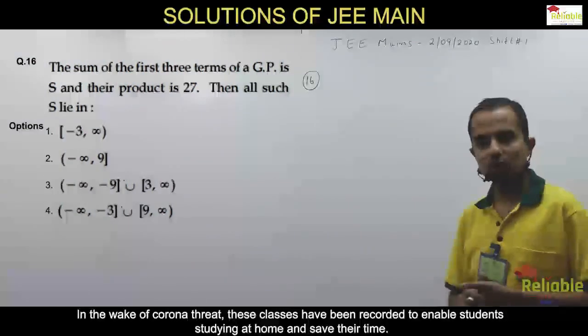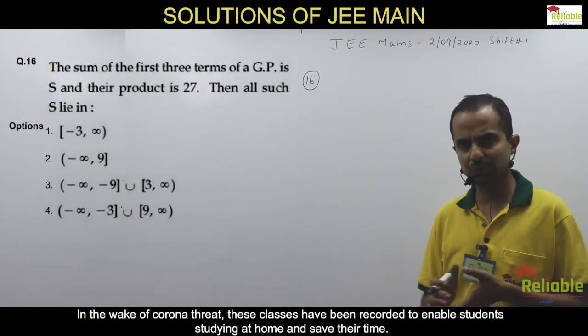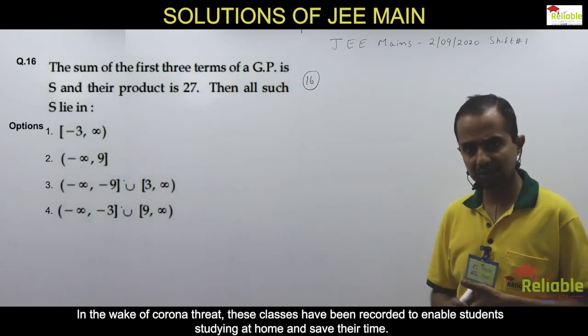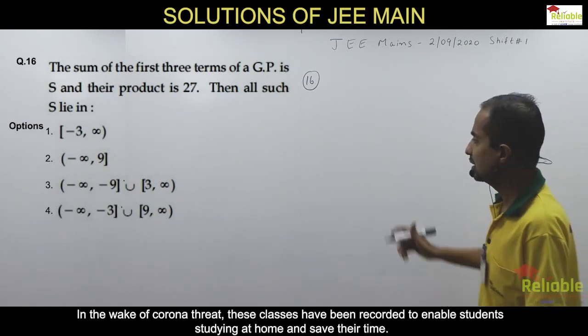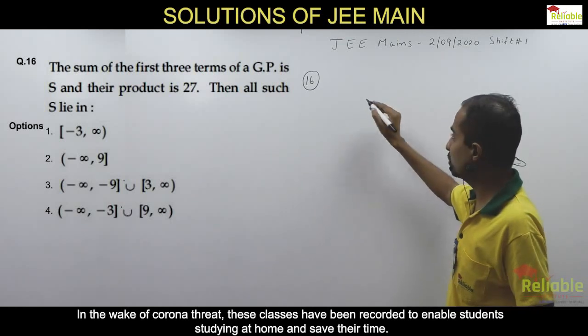Now let's talk about question 16. This is the second question from sequence and series. Usually it is a little awkward that they have asked two questions. Typically they ask only one. And so the question is, the product of three terms in a GP is given to be 27.